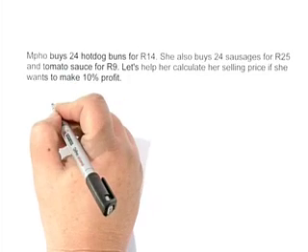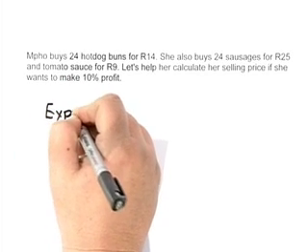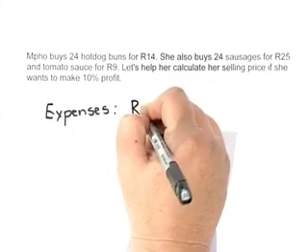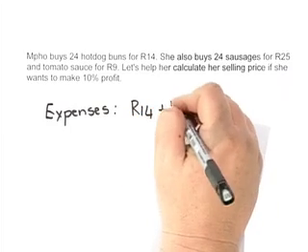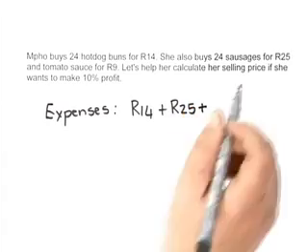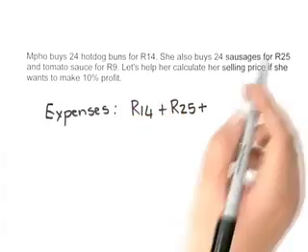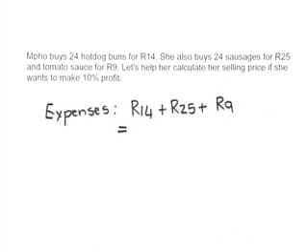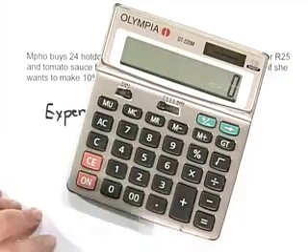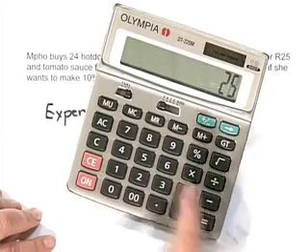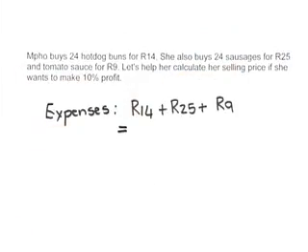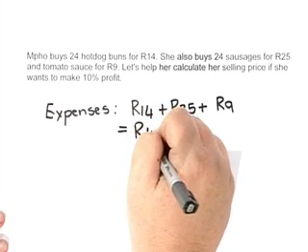First we need to find out her expenses. So how much did she pay for everything she was going to use to make her hot dogs? There was 14 Rand for the buns, and she paid 25 Rand for her sausages, and of course don't forget the tomato sauce. A hot dog without tomato sauce is not a hot dog. So 9 Rand. Her total amount, let's add it up with our calculator. We have 14 plus 25 plus the 9 Rand for the tomato sauce. She's going to spend 48 Rand just to buy her ingredients.